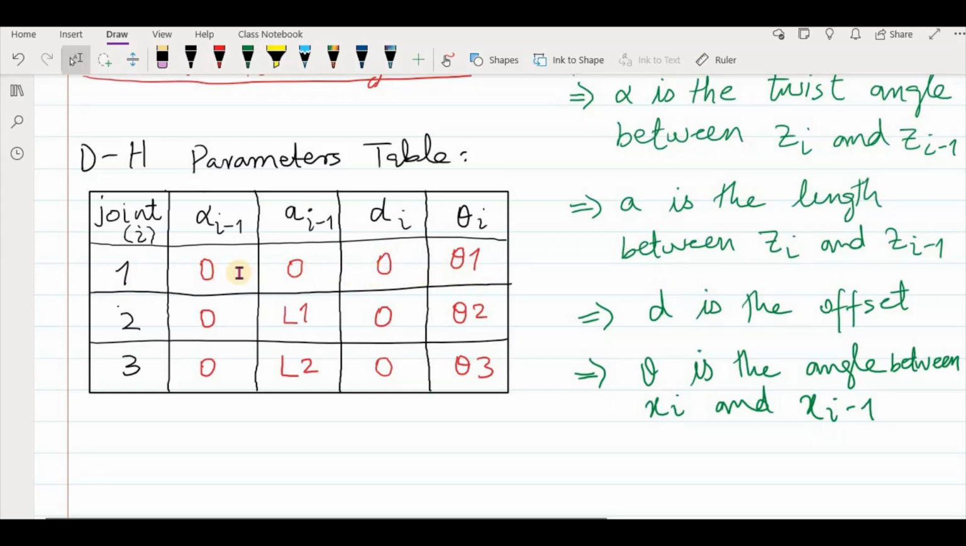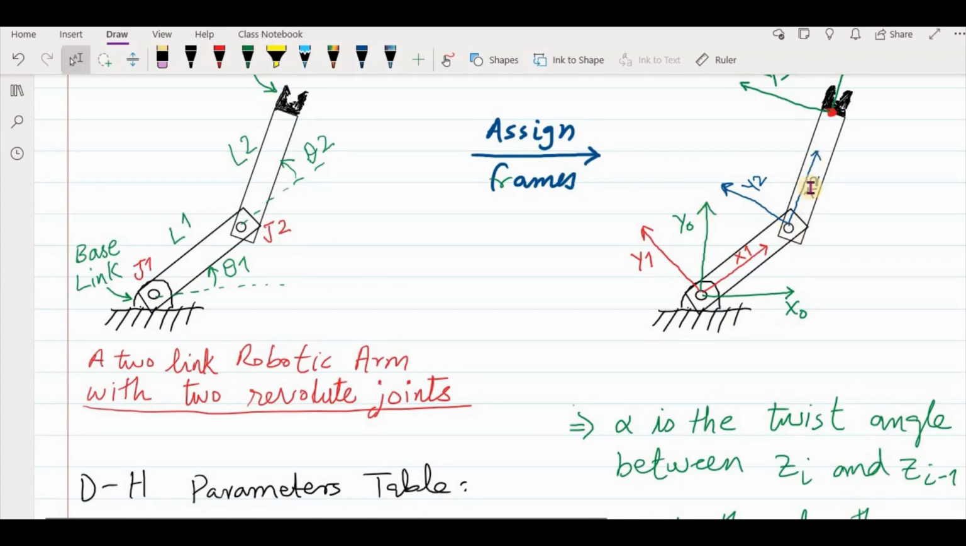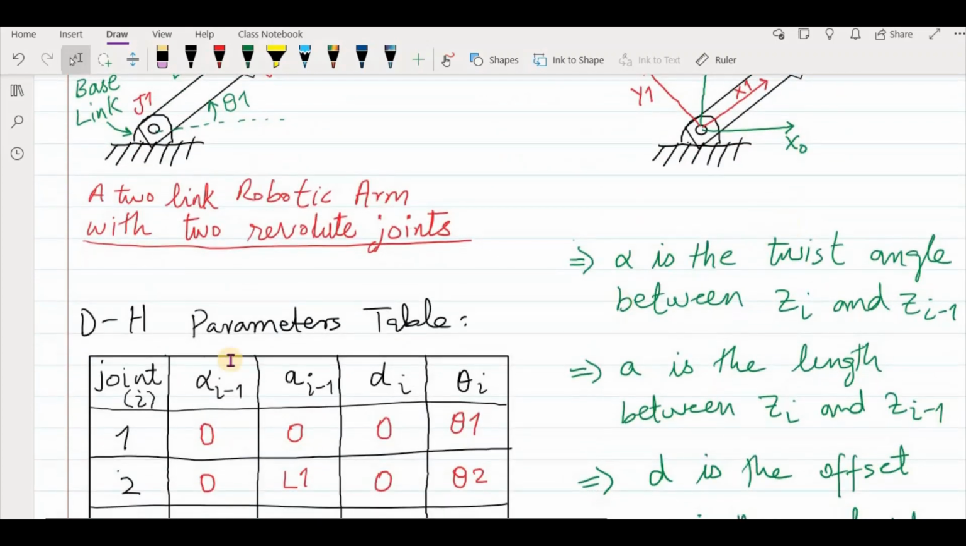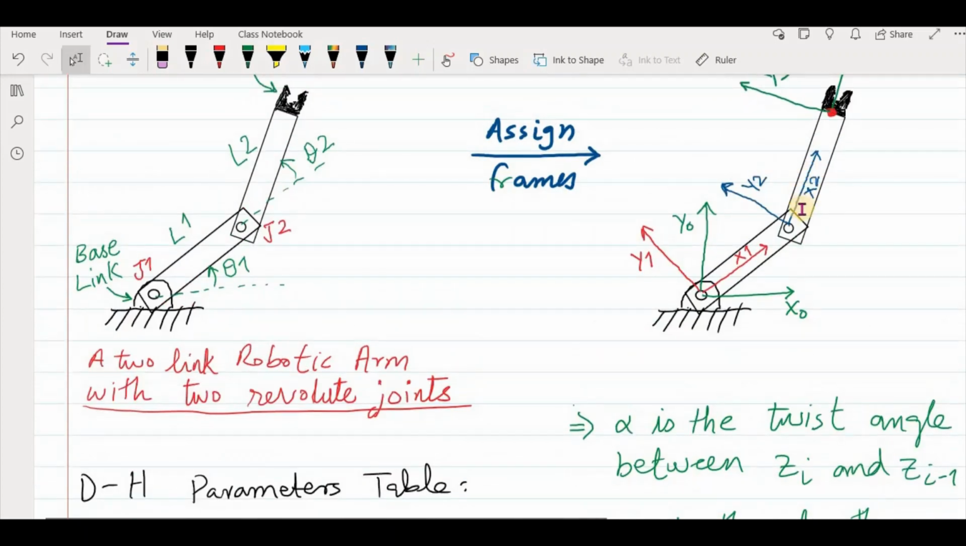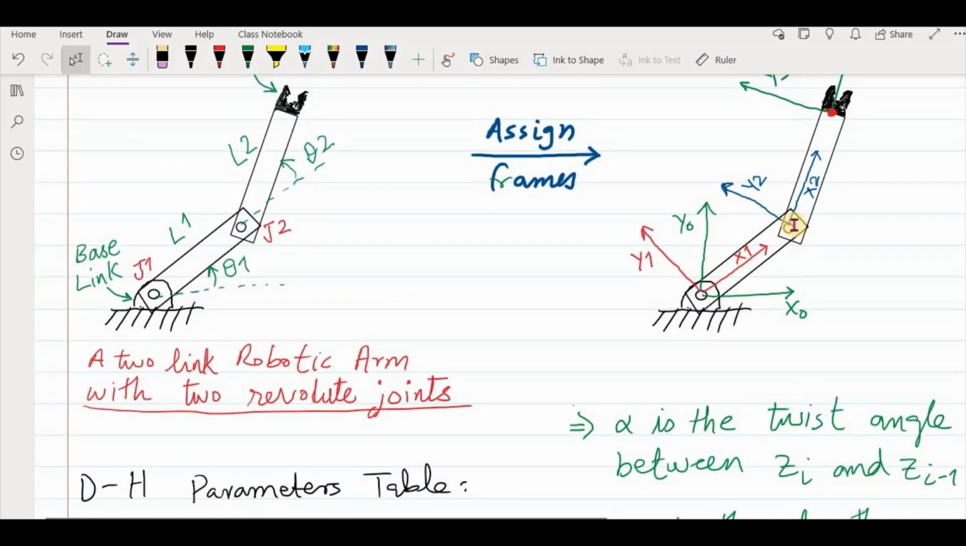Okay, with respect to the previous frame, we have found all the DH parameters, and now we move toward joint 2, or frame 2. For frame 2, we again try to calculate all these values, alpha, a, d, theta, but this time our previous frame will be x1, y1, z1, or frame 1. Okay, so now let's start with this.